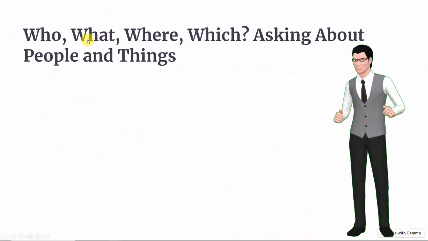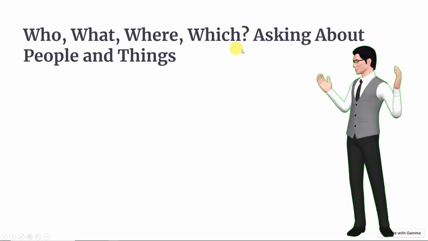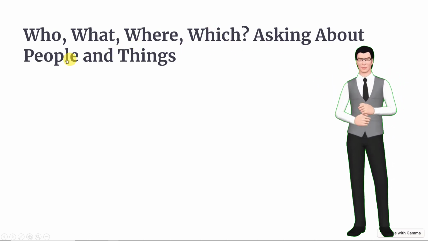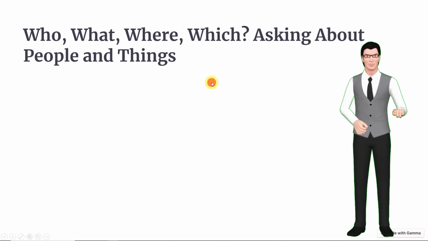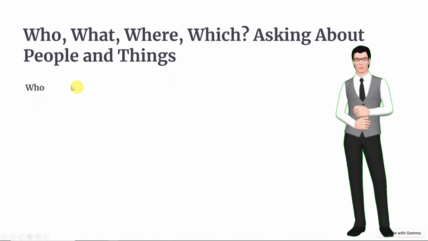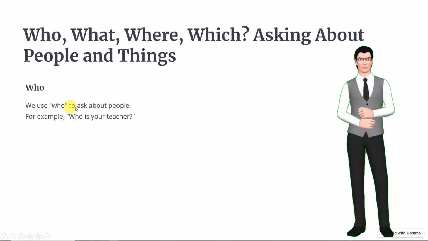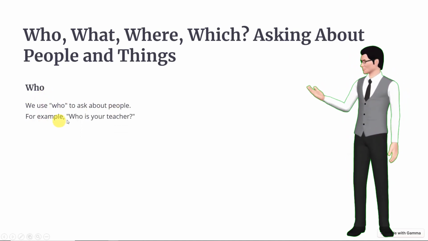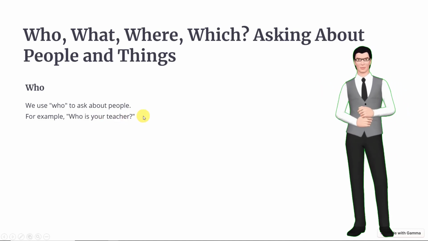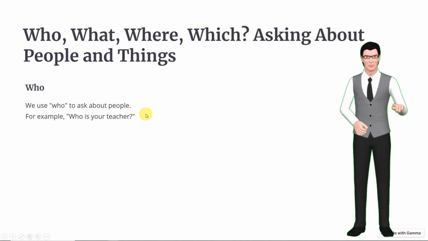Who, what, where, which. All these words are for asking about people and things. Let's look at it in a little bit more detail. Who? We use who to ask about people. For example, who is your teacher? Who is that guy? Who is that lady there?